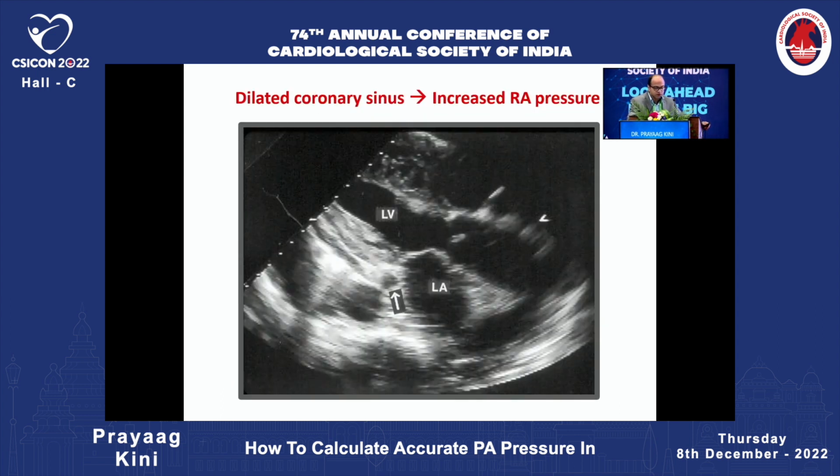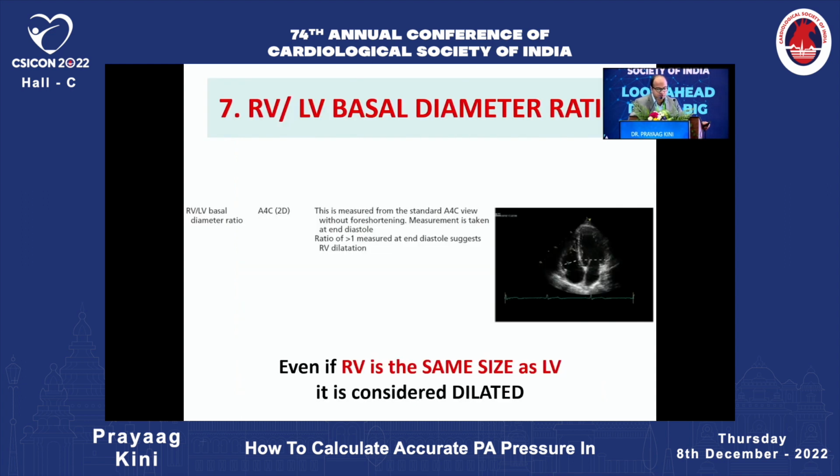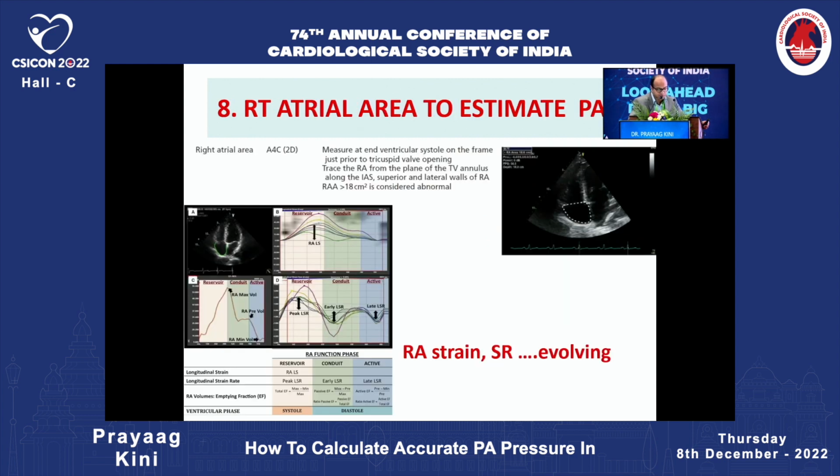Again, one of the features, sort of a corollary feature, would be a dilated coronary sinus, which can tell you that there's an increased RA pressure, something that we see very commonly in ASDs, for example. CS is dilated, of course. As I already mentioned, RV to LV basal diameter ratio, these are all actually eyeball ratios. You don't need any PR or TR for this. A ratio of basal diameter of more than 1 is considered abnormal. So even if the RV is the same size as the LV, it's considered dilated.